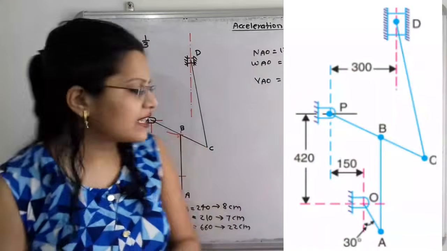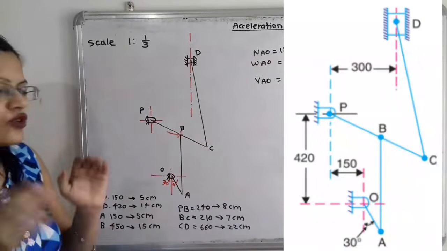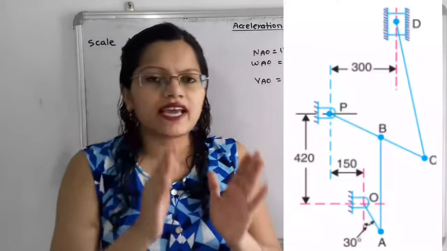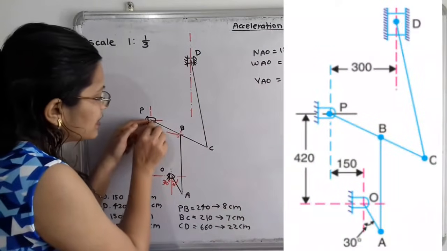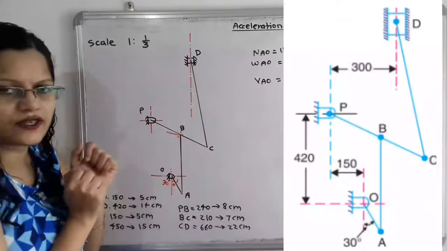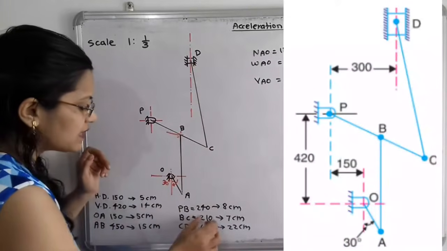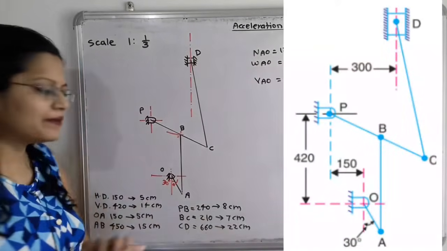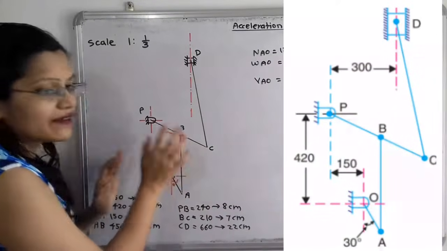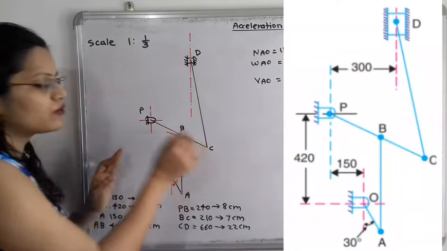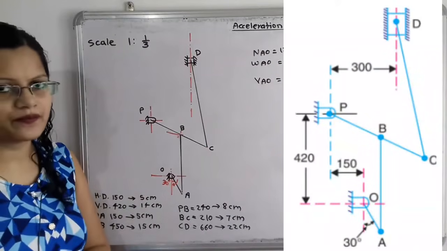Now the next link BC is given. BC is nothing but the extension of PB, so we have to just extend this link PB in this direction. The length of BC is given as 210 mm, so as per the scale we have to select 7 cm distance, and we locate here the point C.